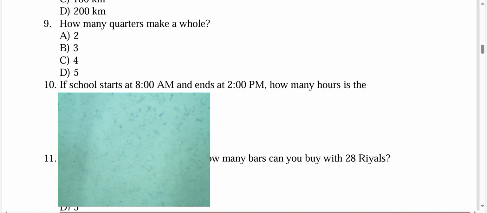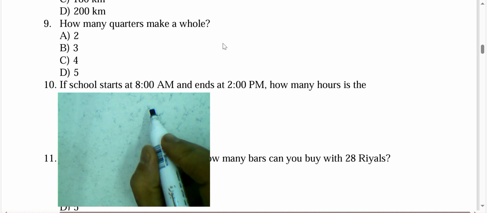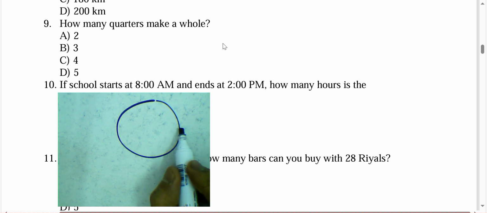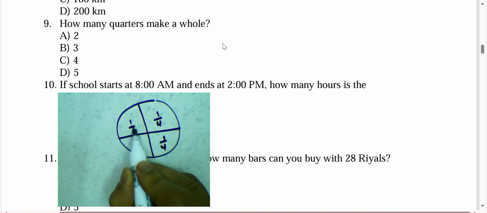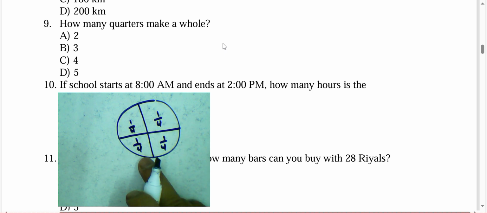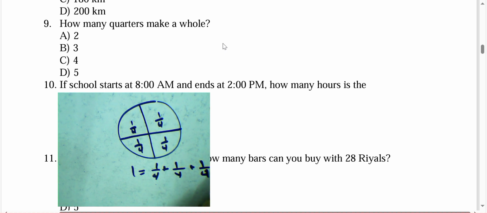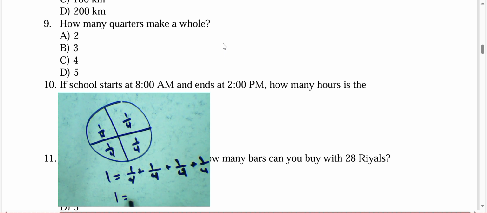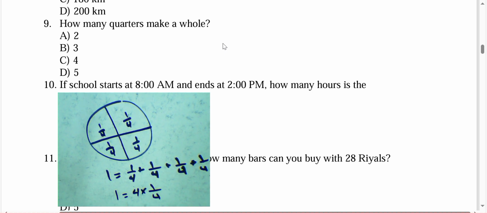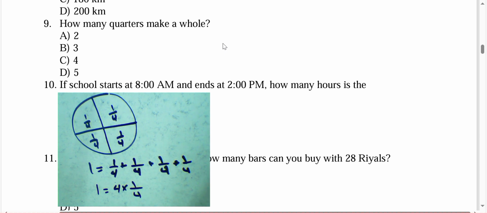Question number 9. How many quarters make a whole number? Like this circle, we can divide it into 4 parts. Each part is a quarter. Then the whole equals 1/4 plus 1/4 plus 1/4 plus 1/4. We add 1/4 four times, meaning 1 equals 4 times 1/4. Then the number of quarters in a whole will be 4.